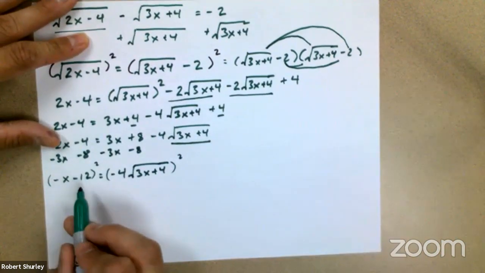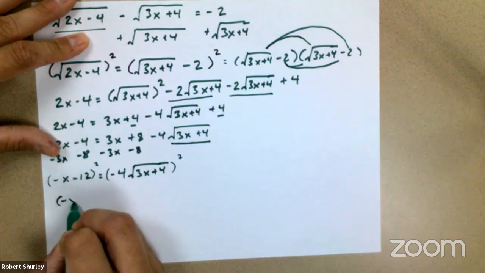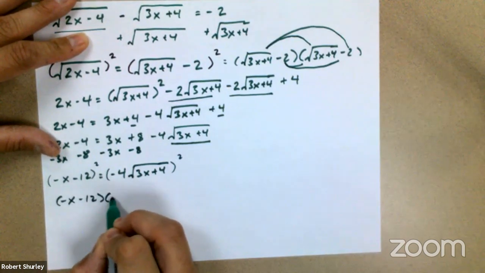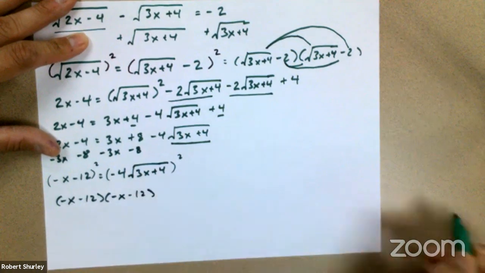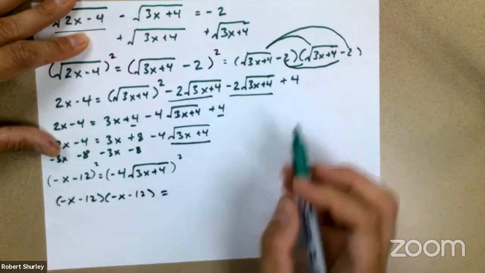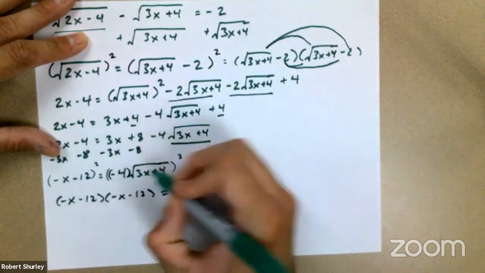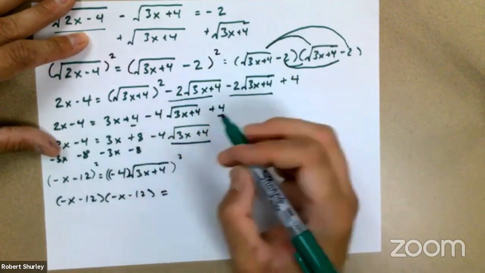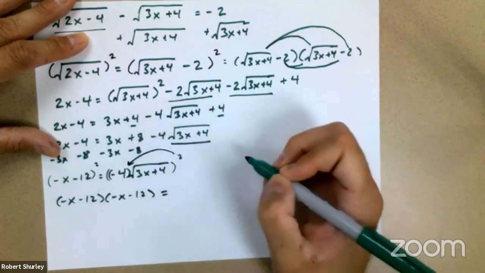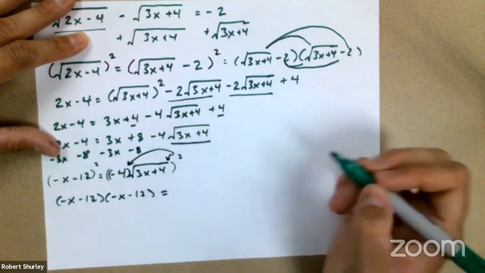On the left, I have to FOIL this out, okay? Minus x minus 12 times minus x minus 12. Not a big deal. We'll FOIL that out here in a second. But here's what's neat. On the square here, think of this as these two things being multiplied, right? I'm going to square the negative 4, and I'm also going to square the radical.